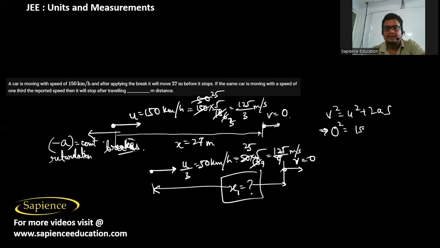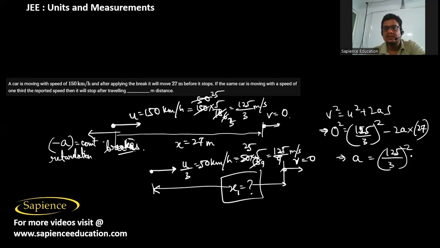This will be 125 by 3 whole square minus 2a into the displacement, which is 27. So therefore the retardation is equal to 125 by 3 whole square into 1 by 2 into 27. It means the retardation is 5 power 6 by 81 into 2, this much meter per second square.